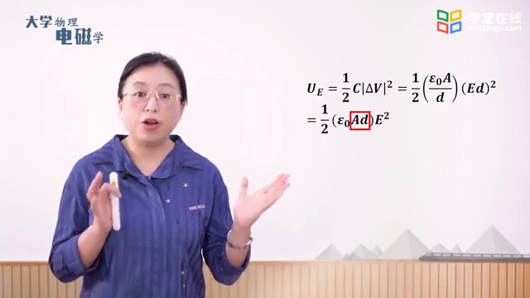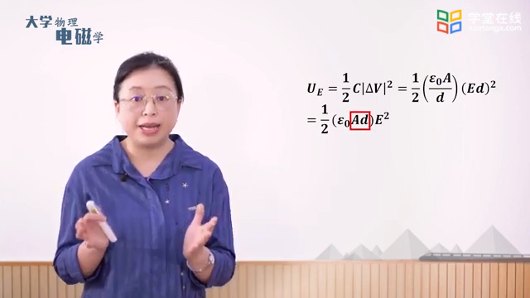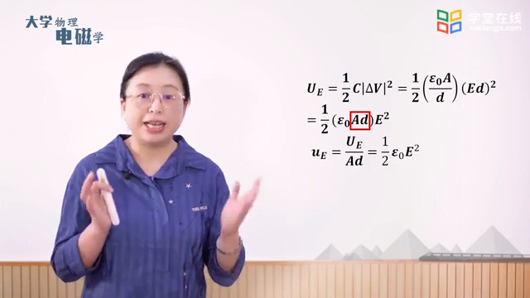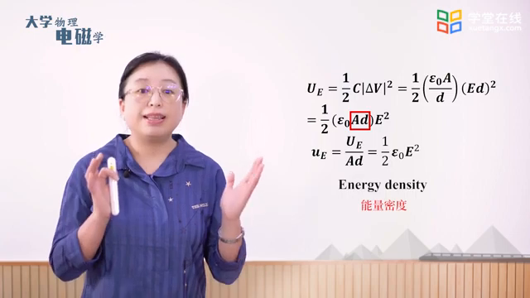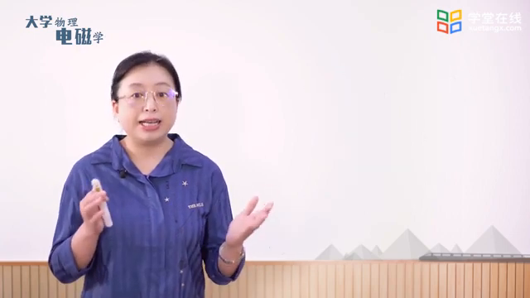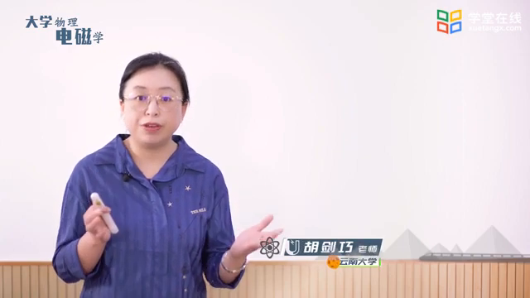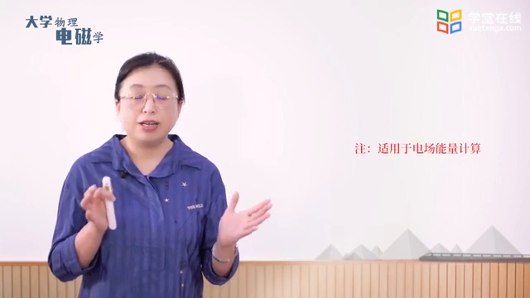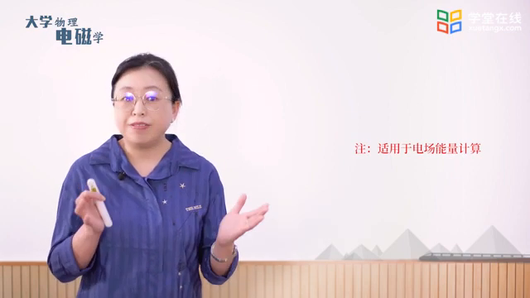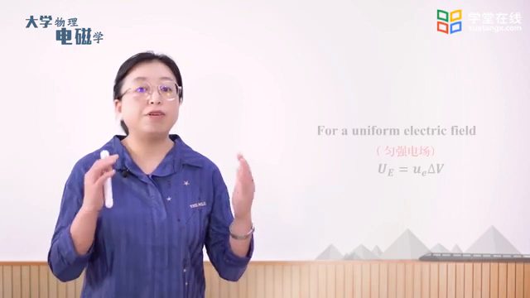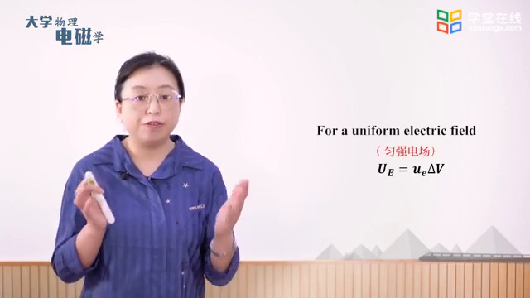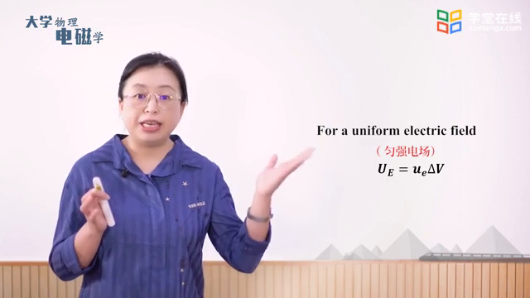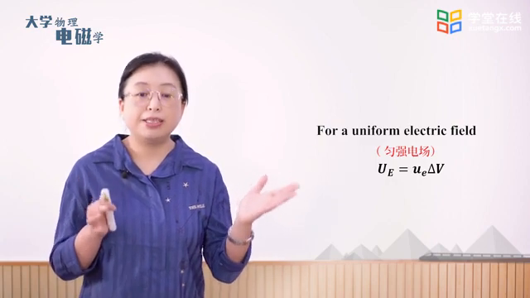Noting that AD is just the volume occupied by the electric field between the plates, we divide UE by AD and have the energy per unit volume represented by lowercase UE, which we call the energy density. The energy density is proportional to the square of the magnitude of the electric field at a given point. But please note that this expression is generally valid for the electric field, although it is derived from a parallel plate capacitor. So if we have a volume delta V occupied by a uniform electric field E, then the energy of the field could be simply calculated by this one. UE equals energy density little UE times delta V.